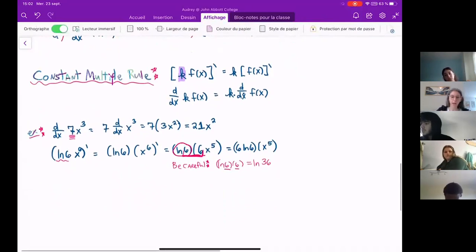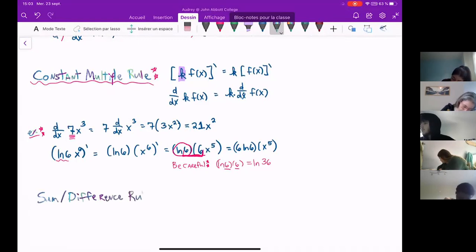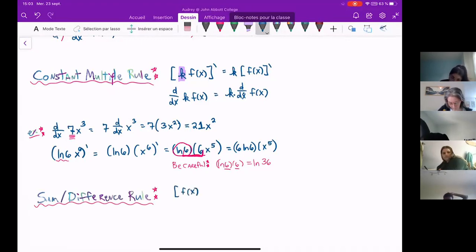Okay. So the next rule that we're going to see, and really the last rule today before we just combine all of these things and do some crazy algebra, is the sum and difference rule. And the sum and difference rule tells me that if I have a sum or a difference, being subtraction, a sum being addition, then I can distribute the derivative inside.